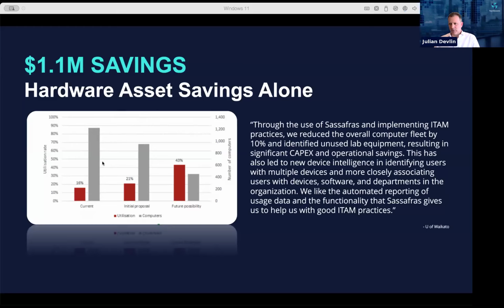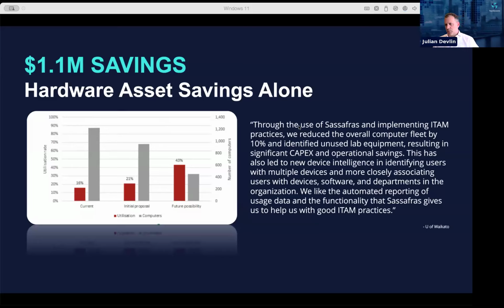And you can see in this chart, their labs had 1,200 computers, let's say, and they found that only 16% of them were getting used on average, which is super low. When you're designing a lab, you're always going to have some kind of extra headroom. You're never going to achieve 100% usage, but 16% is just a massive over-allocation of resources.